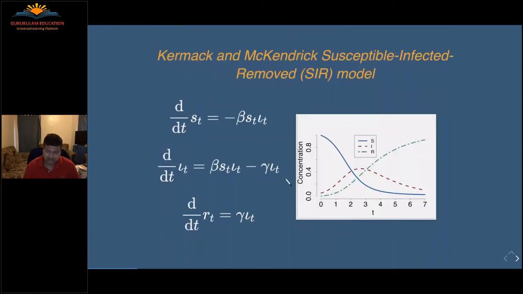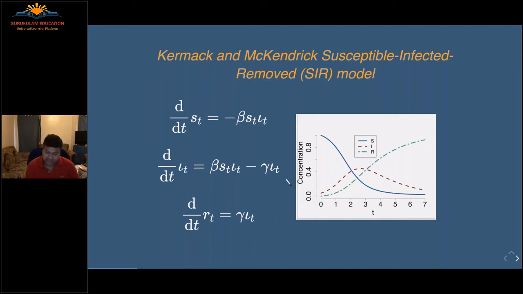If we look at a typical trajectory, that's what you see on the right hand side here. So on the x-axis you have t, which is a short form for time, and on the y-axis you have the concentrations or the proportions of individuals in different compartments. The blue curve shows you the exponential decay in the number of susceptible individuals. The red curve is the proportion of infected individuals, which is going up, up, up. So you see an exponential growth phase initially.